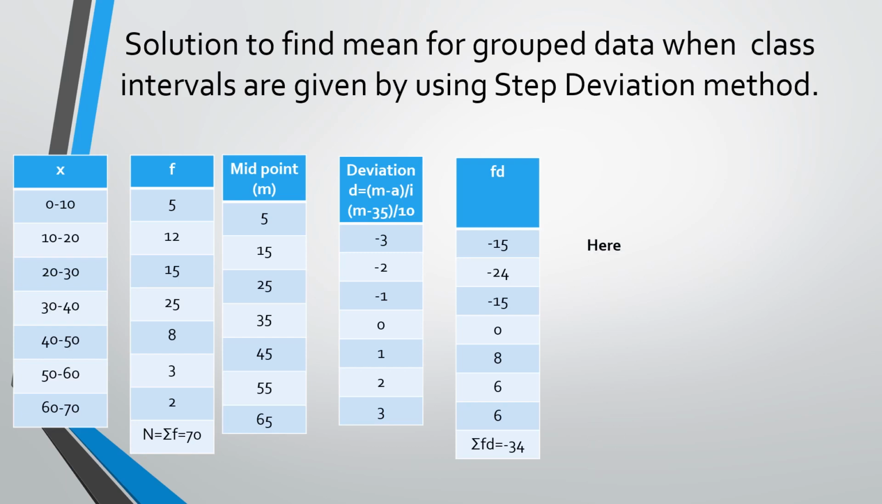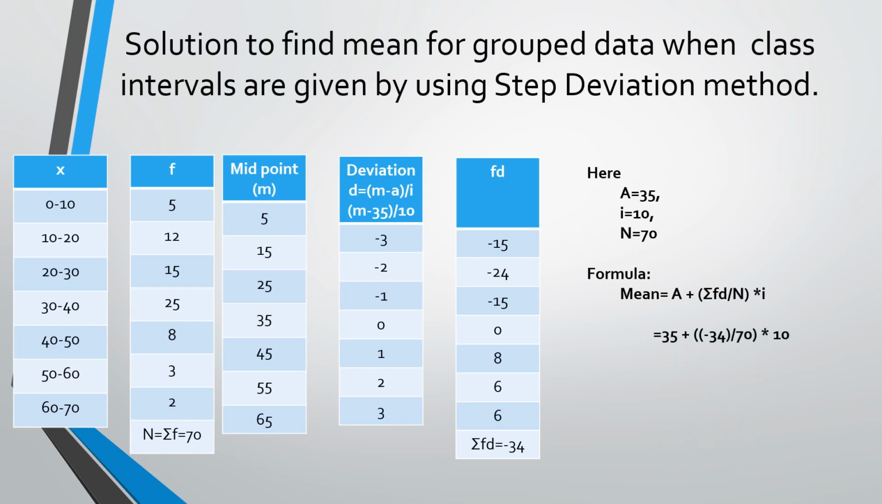Then next, the formula. So here the formula is mean is equal to A plus summation of FD divided by N, into I. Here I have considered A as 35, that is the assumed mean, and I is equal to 10, which is the class interval, and N is equal to 70, that is the summation of F. As I told, A is the assumed mean, summation of FD is the sum of the product of frequency and the deviation, N is the sum of the frequencies, and I is the class interval.